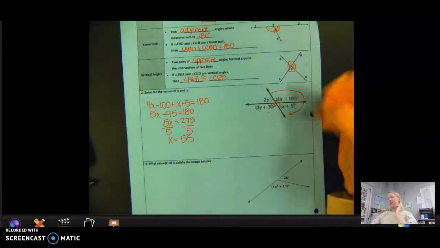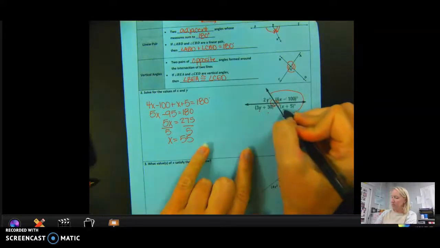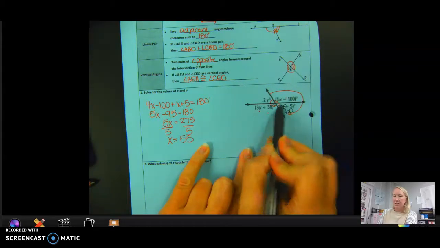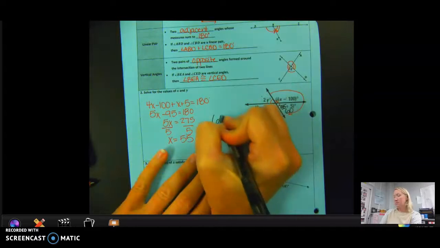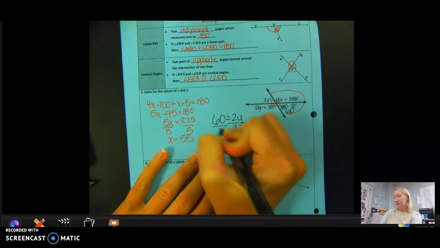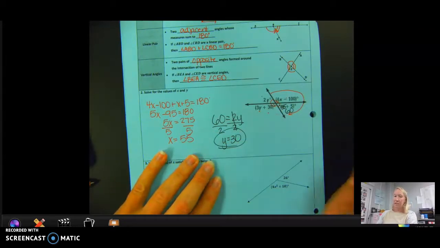I want to do one problem both ways. So I want to use linear pair, but I also want to do vertical angles. So what I'm going to do is I'm actually going to plug this in. I'm going to put 55 in for this x, and so this angle is 60 degrees. Since this angle is 60 degrees, I also know that this angle is 60 degrees. So now I can solve y by using vertical angles. 60 degrees equals 2y. Divide by 2, divide by 2. Y equals 30.